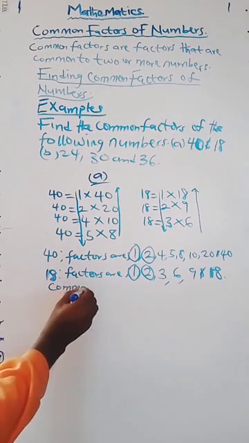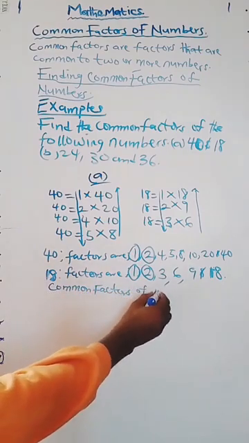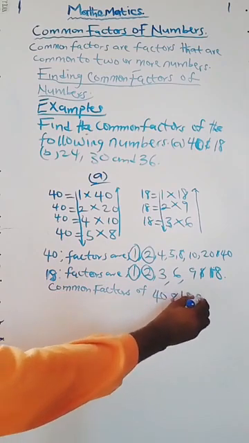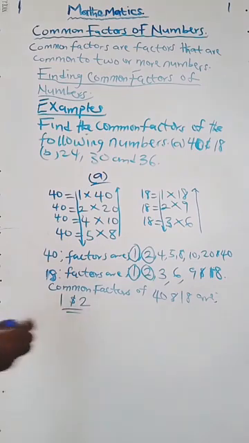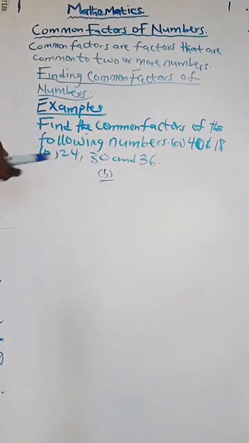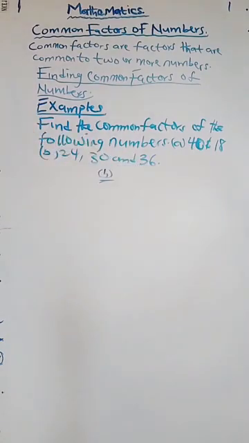Common factors of 40 and 18 are 1 and 2. So this is how to find common factors of numbers in mathematics. To solve B, we also need to look for factors of 24, factors of 30, and factors of 36. Combine all of them together and see those factors that are common to all of them.